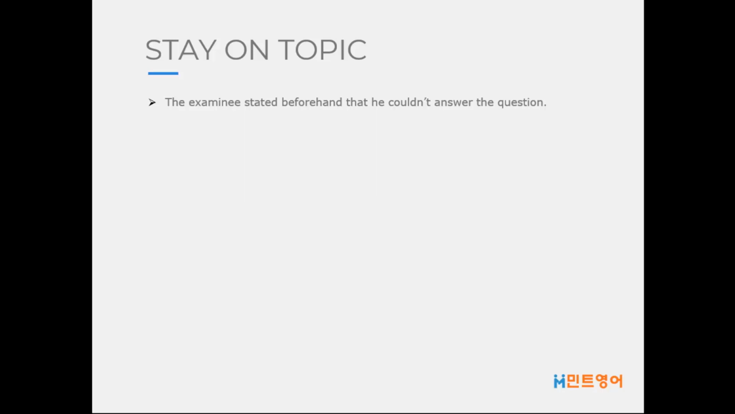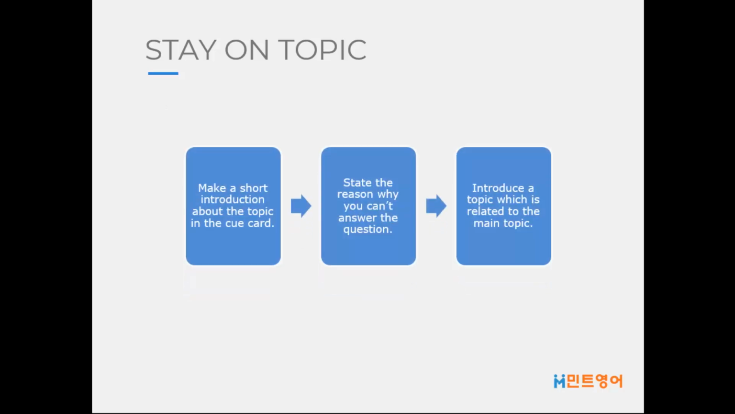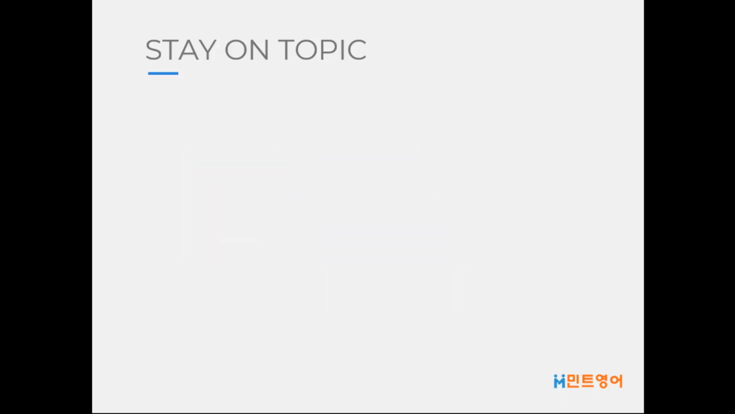Here are some tips on how to avoid going off topic. First, make a short introduction about the topic in the cue card. This is a way for you to show that you have understood the question, hence lexical resource will not be affected. Second, state the reason why you can't answer the question. Lastly, introduce a topic which is related to the main topic.